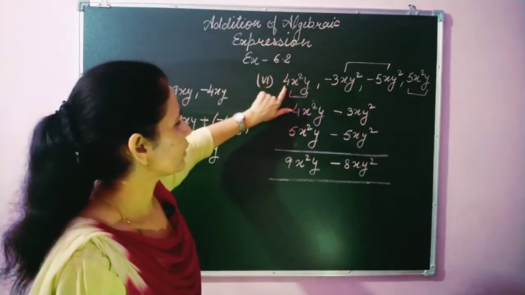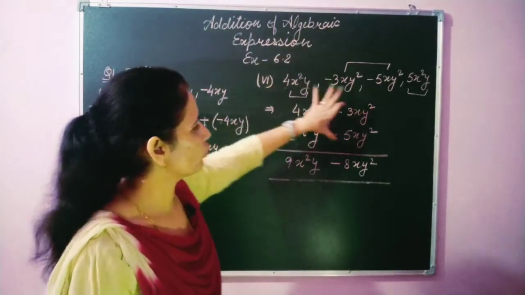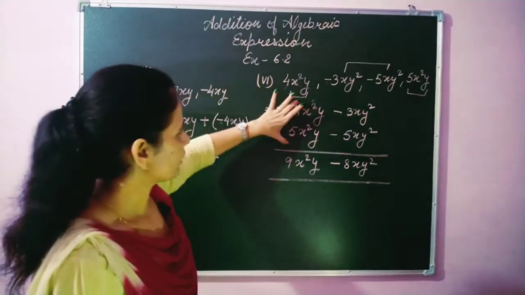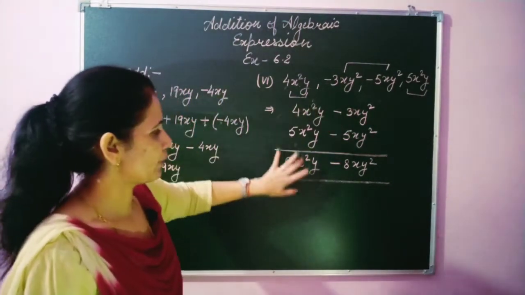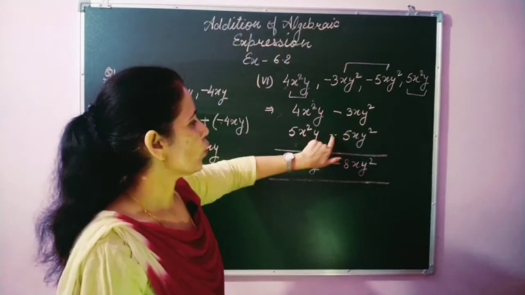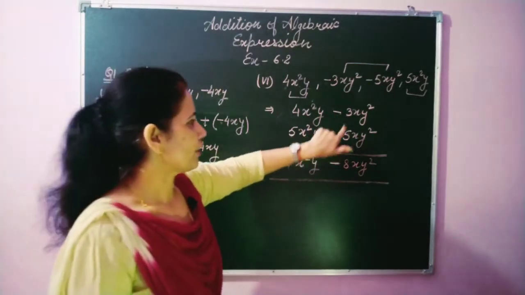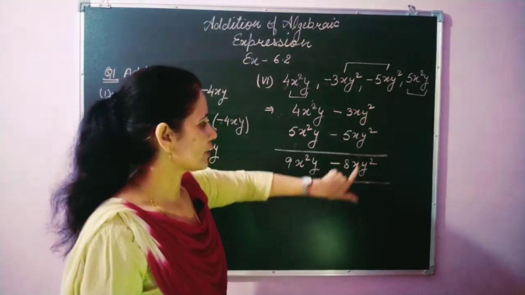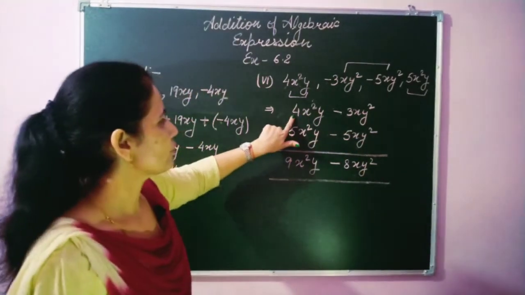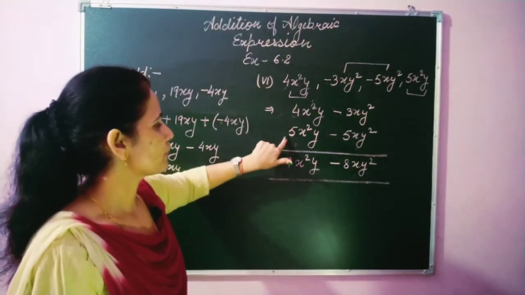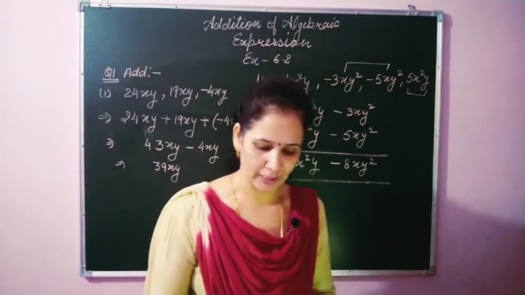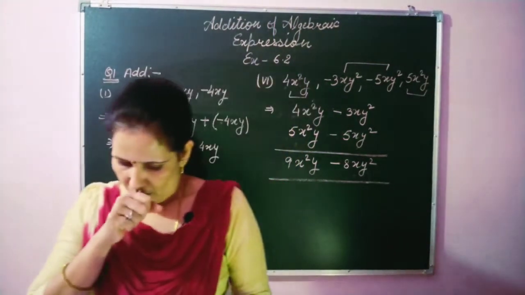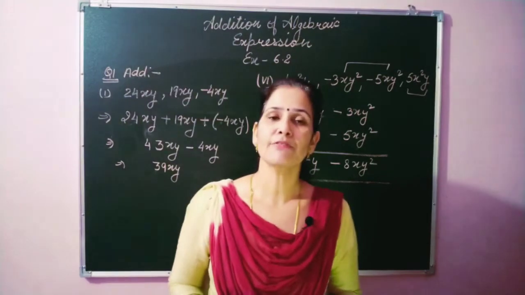So first of all, what we did here, we arranged like term below the like one. Then after we have taken the separate addition and these two having the same sign. So 5 plus 3, 8x. The term is xy square. So xy square will come. Here is 4x square y. So 5 plus 4, 9x square y. So this is, sorry, this is the final answer.